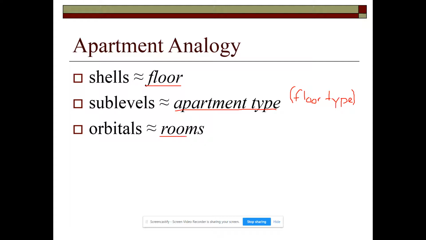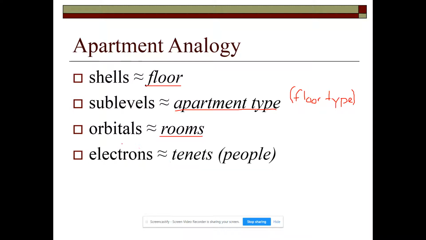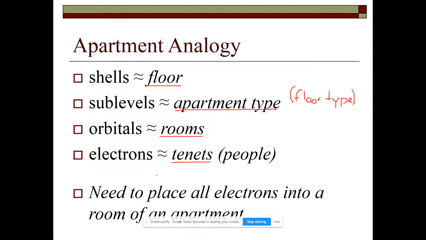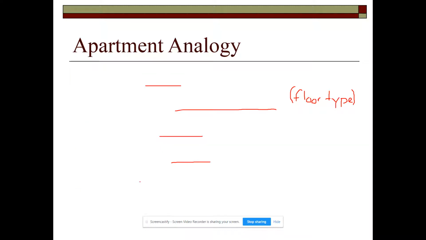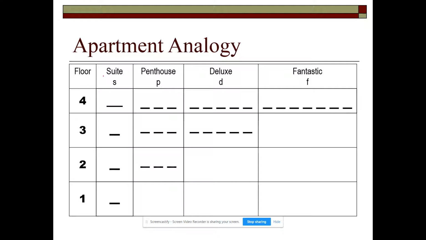And then the orbitals are like the different rooms. So within each floor plan, you have a different number of rooms. And then the electrons, they're like the tenants. Those are the people you're moving in. And the idea is we want to find a place for all our electrons to fit into a room of an apartment. So going back to here, we can use this as an example.